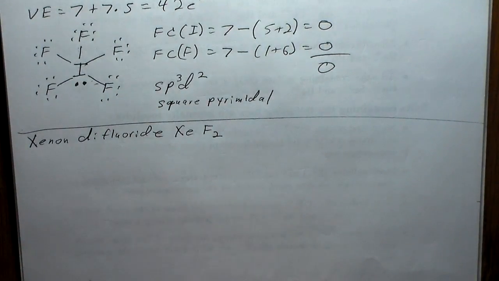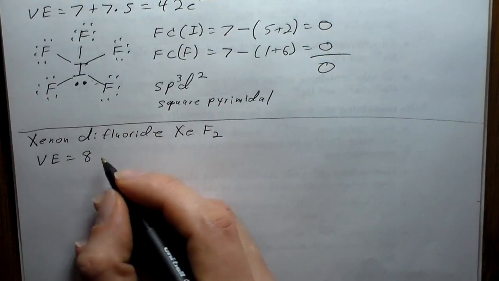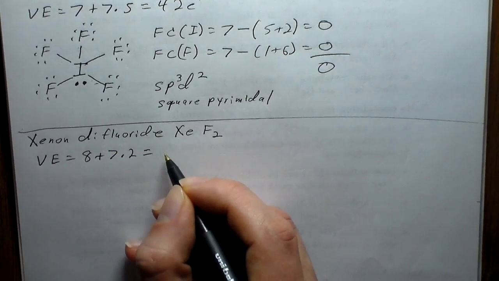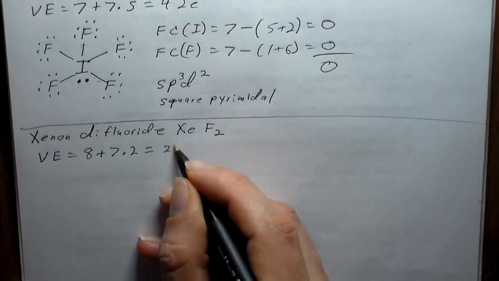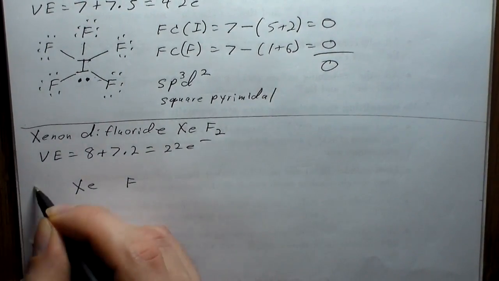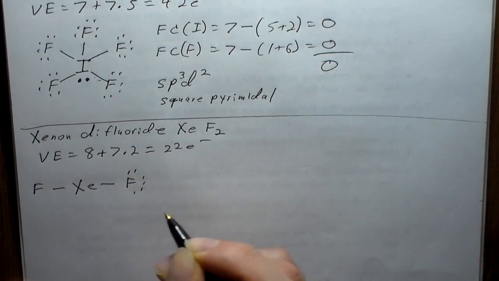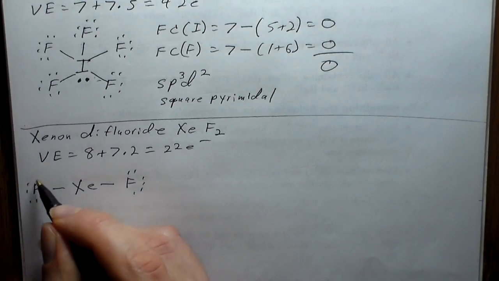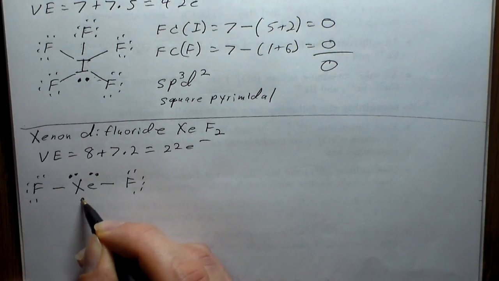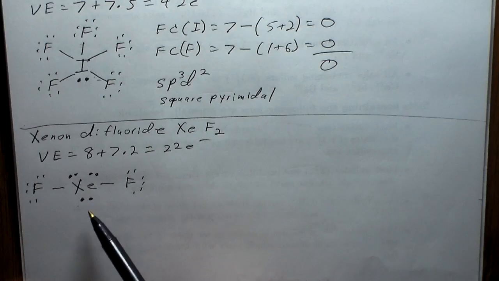So for the xenon difluoride, the valence electrons we have: xenon is a noble gas, so it has 8 valence electrons, and then 7 times 2 for the 2 fluorines. So this is going to be 22 valence electrons. So here's my xenon, here's a fluorine, there's another fluorine. It's 1, 2, 3, up to 22. So the xenon here has actually 3 lone pairs of electrons.